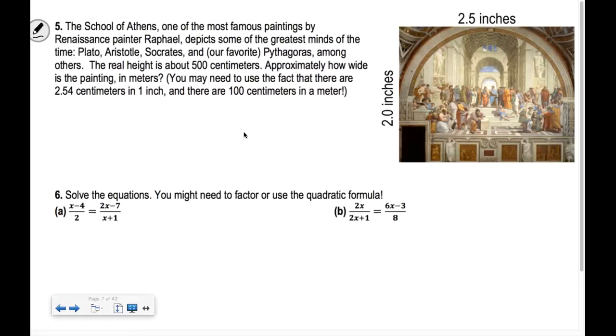Oh, I guess I have a couple here. Let's do these last ones. So let's skip number 5, but let's go down to number 6. So it says solve the equations. You might need to factor or use the quadratic formula. So I'm not going to make things easy on you all the time. So you might have things where you have to use the quadratic formula.